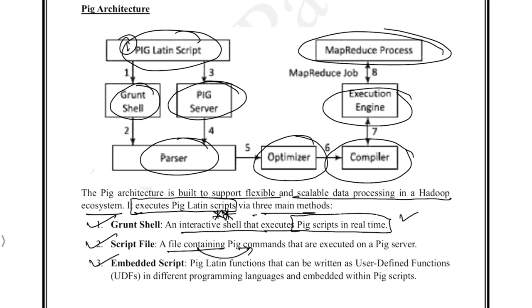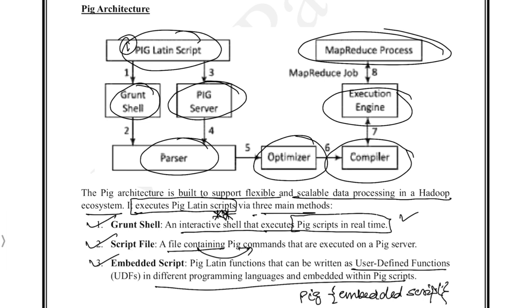Embedded script will have all the user defined functions in different programming languages and is embedded within the Pig script. That means inside a Pig script you have an embedded script also. So again, this embedded script will contain all the user-defined functions, which are present in different programming languages, and all are embedded in the Pig script file.